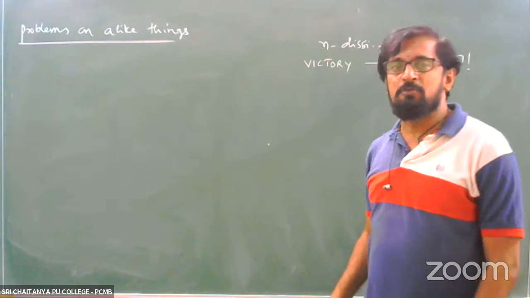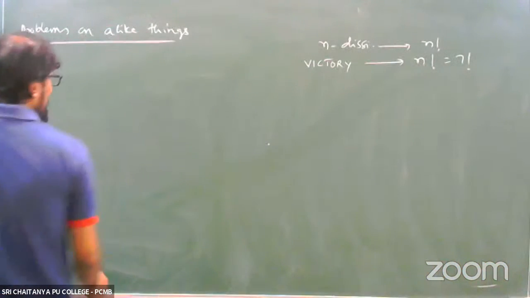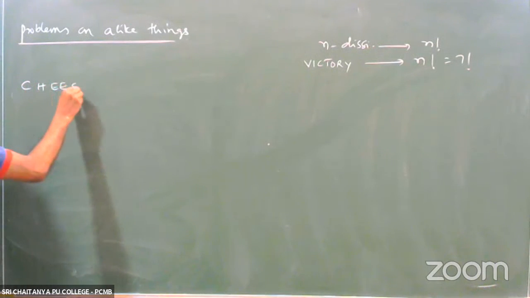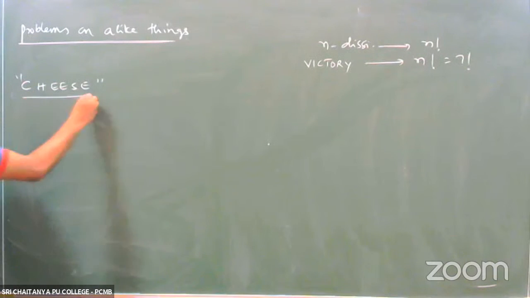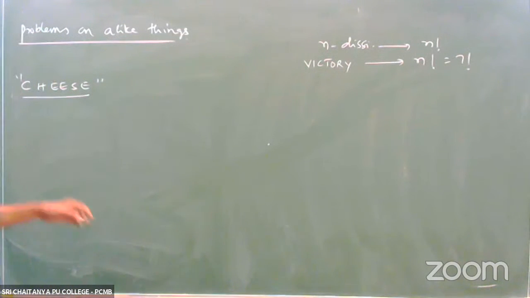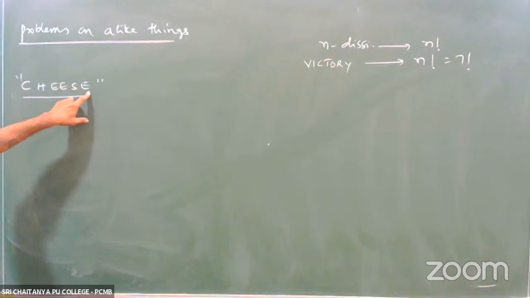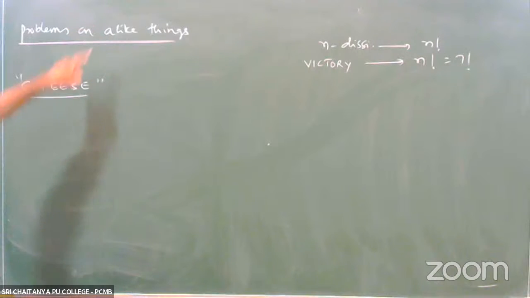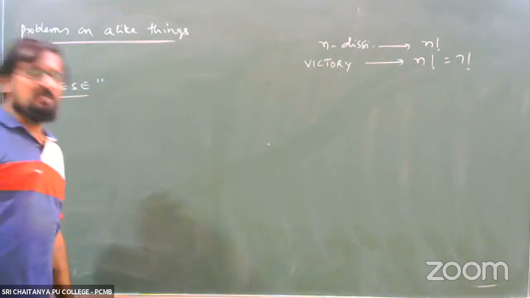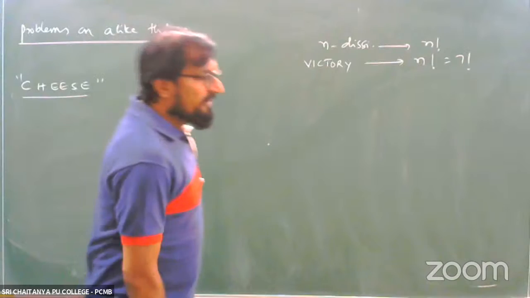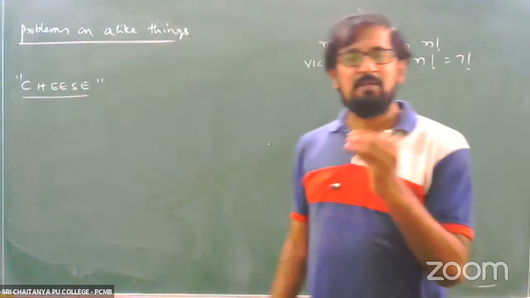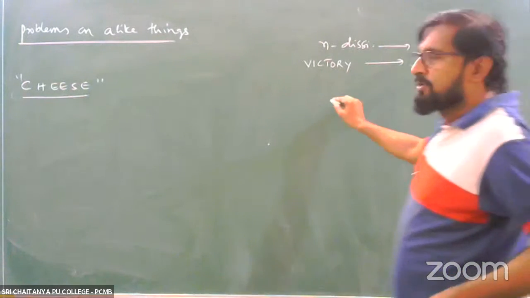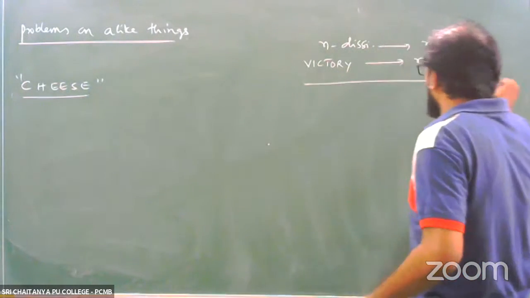Suppose I ask you the question, in how many ways can the letters of the word CHEESE be arranged? See, in this word there are 3 E's. So how to do this type of problems? That is nothing but alike things. Alike means similar. If any similar letters or similar digits come to your notice, then you should use a formula.